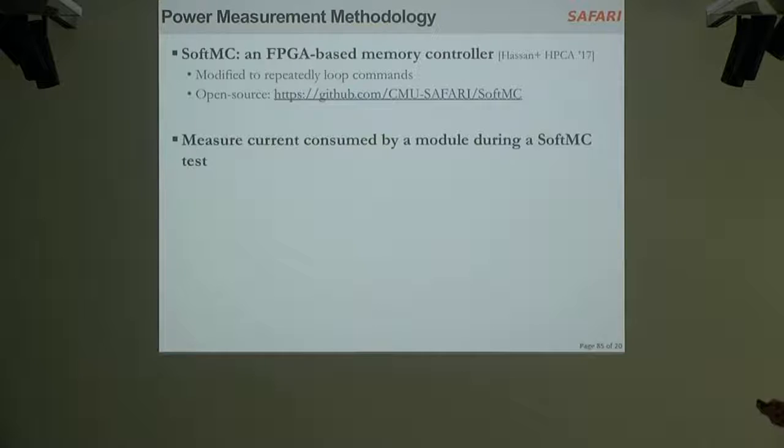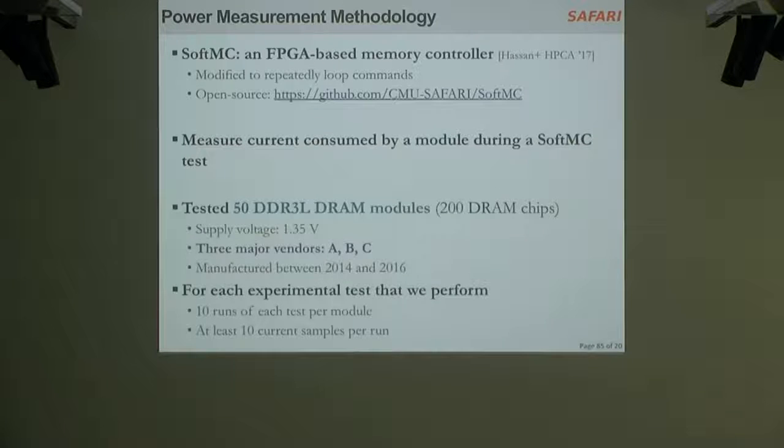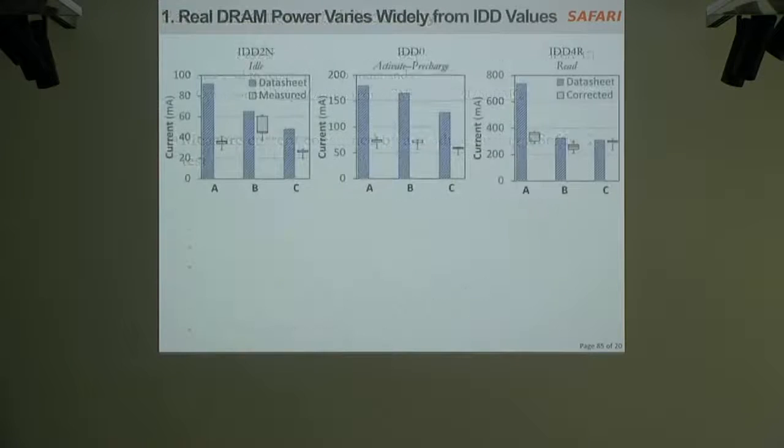But what we wanted to do is measure the current consumed by a module during a test that you do using the SoftMC infrastructure that we have. And we tested a bunch of DDR3 low power modules, about 200 DRAM chips. And we basically did a lot of tests. You can look at the experimental method. We wanted to understand the power consumption of these modules with real tests. And there are very interesting observations. I'm going to go through some of them very quickly.